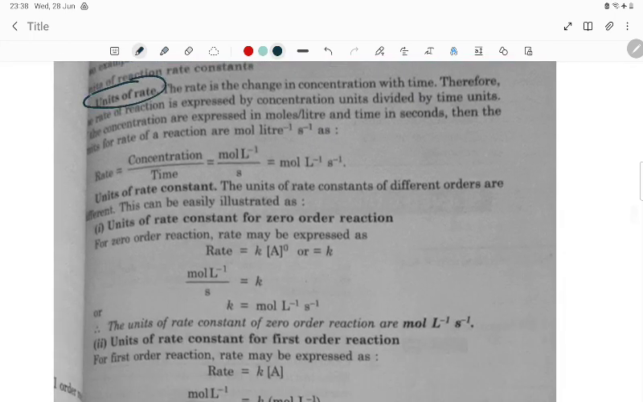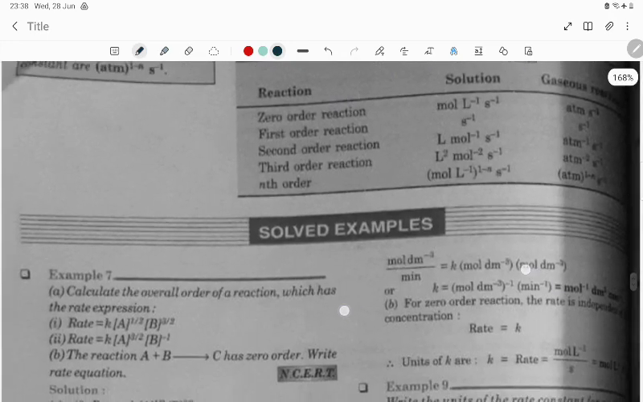Now we have to understand the unit of the order of reaction, which we will do in the next video.